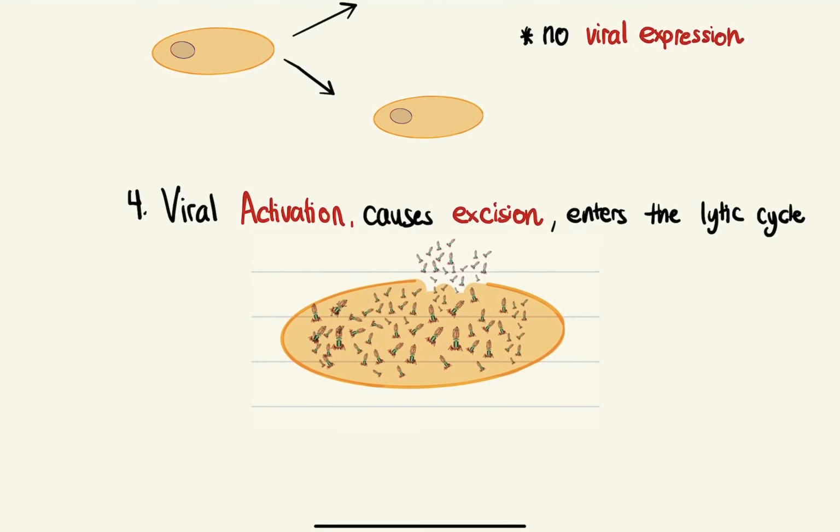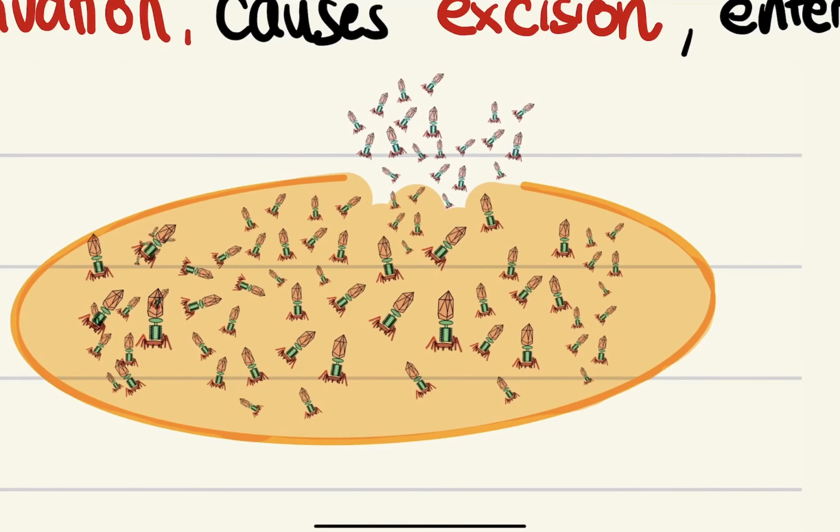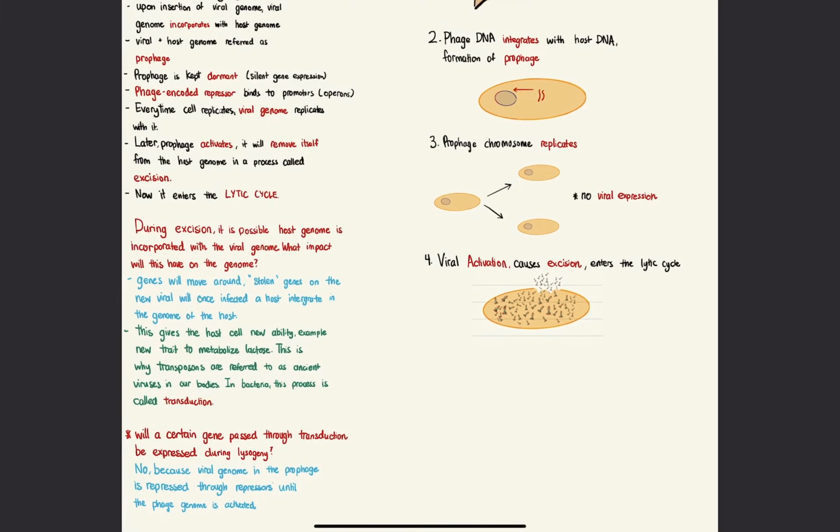Then we have the fourth step, which is the activation step. This happens when excision happens, and excision is the process where the viral genome dissociates itself from the host genome and does its thing, entering the lytic cycle. And then eventually we have so many progeny released into the environment. Not good stuff, man. Not good stuff.